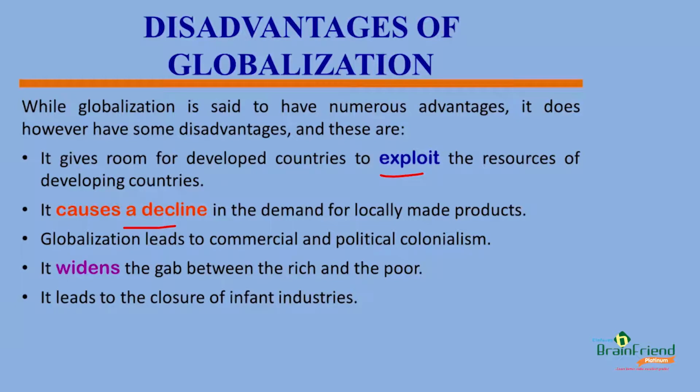Thirdly, globalization leads to commercial and political colonialism. Now, because you're depending on a nation, they dictate to you what should happen in your country, who should rule your country. So you see the effect of globalization on a nation. Furthermore, we have it that it widens the gap between the rich and the poor. Infant industries who will naturally strive are not able to strive because of industrialized nations, and this further widens the gap between the rich and the poor.